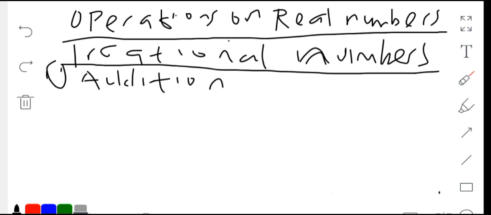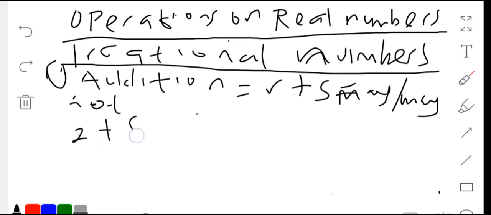So addition: if R is one irrational number and S is another irrational number, R plus S may or may not be an irrational number. Here we are trying to see that addition of two irrational numbers may or may not give us an irrational number. So let's look at two instances of that.